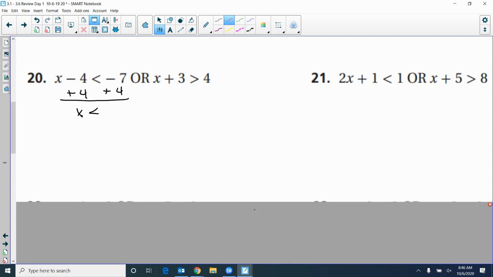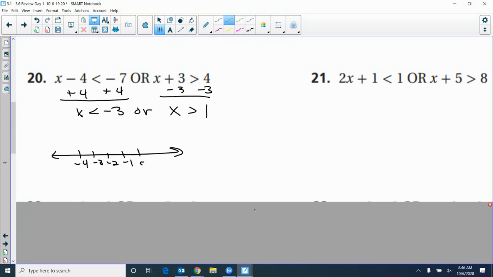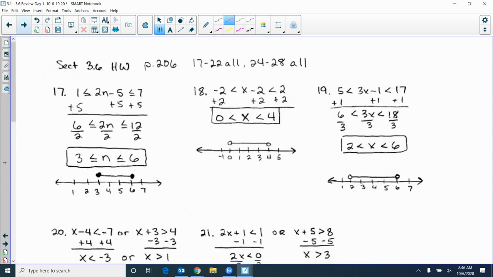That gets x is less than -3. Or subtract 3. X is greater than 1. If you look at that answer on a number line, less than -3, open circle on -3 to the left, greater than 1, open circle to the right. Okay, so if it has a word or, it's usually going opposite directions.